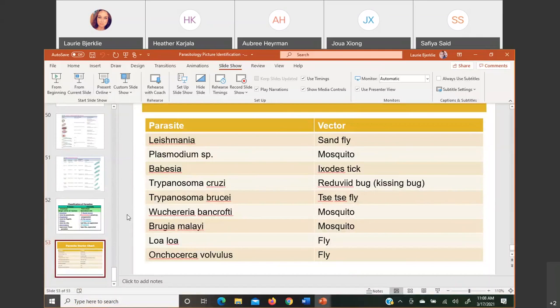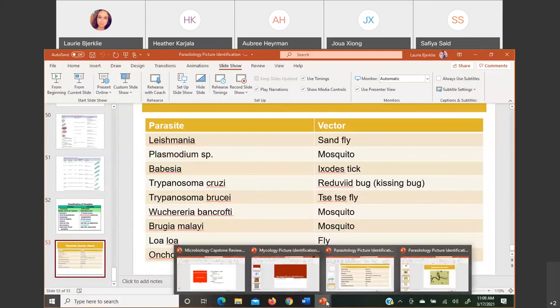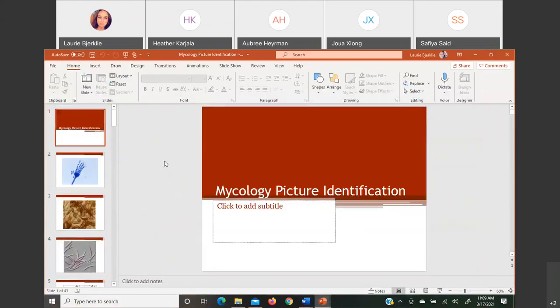Okay, so that was a lot of info on parasites. Let's switch over to mycology. And again, I did the same thing here. I added a few different fungi that we hadn't really discussed in class, but I do want you to know for boards, and maybe you've heard of some of these from Media Lab, so we will find out.